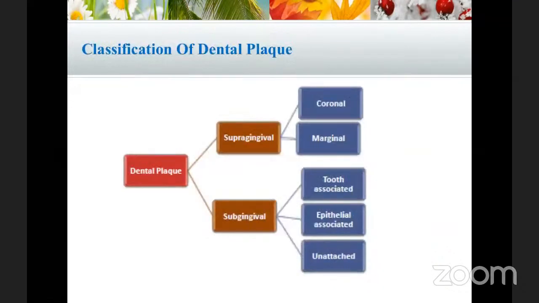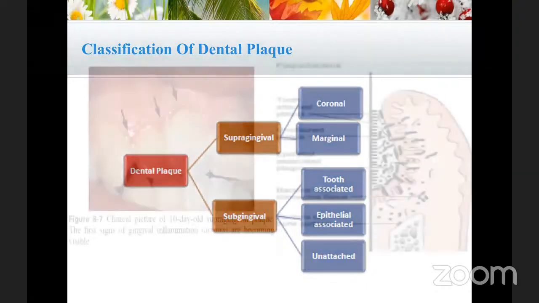We can classify the dental biofilm or dental plaque. It's supragingival, subgingival, coronal, marginal, tooth associated, tissue associated, and unattached. And apical parts, the subgingival plaque system is more dominated by spirochetes and cocci and rods.